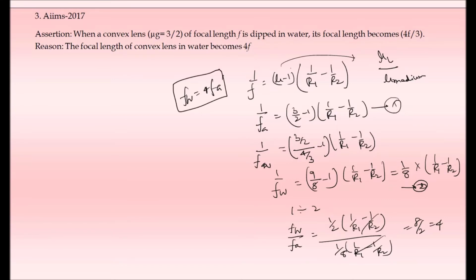Anyway, we have learned this concept so many times, so clearly the focal length of a convex lens in water becomes 4 times the focal length of the same lens in air. So the reason is correct, the assertion is false.